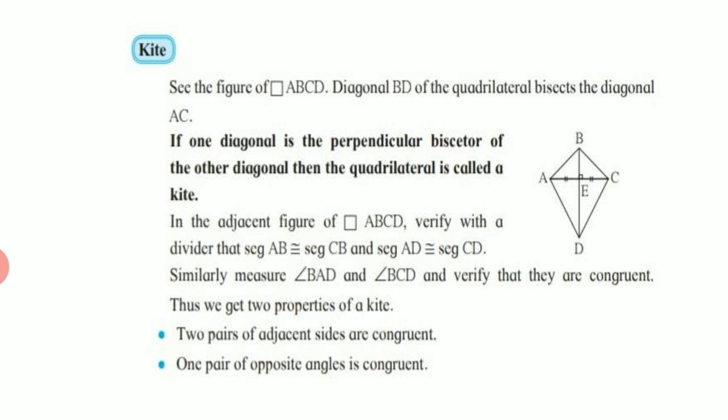In the adjacent figure of rectangle ABCD, verify with a divider that segment AB is congruent with segment CB and segment AD is congruent with segment CD. Similarly, measure angle BAD and angle BCD and verify that they are congruent. Thus, we get two properties of a kite. Two pairs of adjacent sides are congruent. One pair of adjacent angles is congruent.